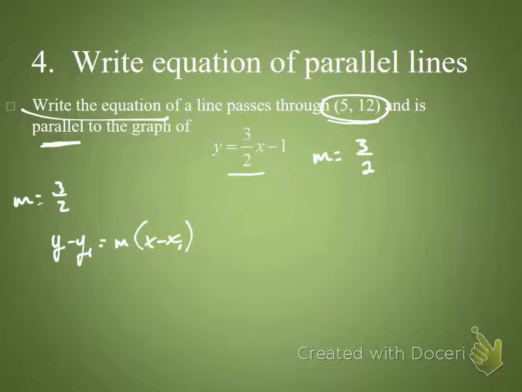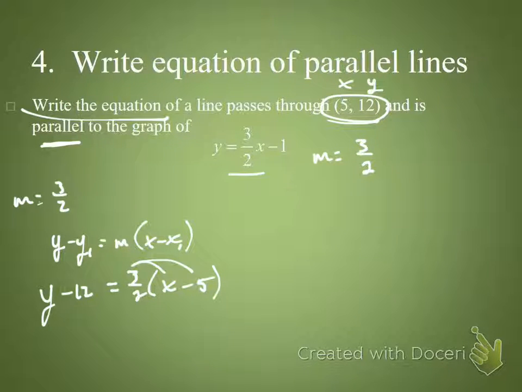Right? So I've got an x here and a y here. So I'm going to go y minus 12 equals, well, my slope, which is 3/2, times (x minus 5). Okay, so there's an equation. You really don't have to go any further. But you'll be asked to put it in slope-intercept form as well. So you need to be ready to do that. But that's okay. We've been doing this a lot as well.